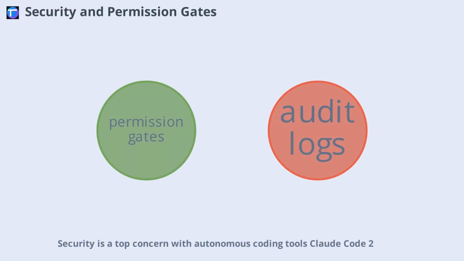Security is a top concern with autonomous coding tools. Claude Code 2 uses permission gates. Every significant action requires explicit developer approval. File changes are shown as diffs. Terminal commands need confirmation, and network requests require authorization. Developers can restrict the AI's access to sensitive files, and all actions are logged for compliance. However, permission gates don't eliminate all risks. Subtle bugs can still slip through if developers trust the AI too much or skip thorough reviews.